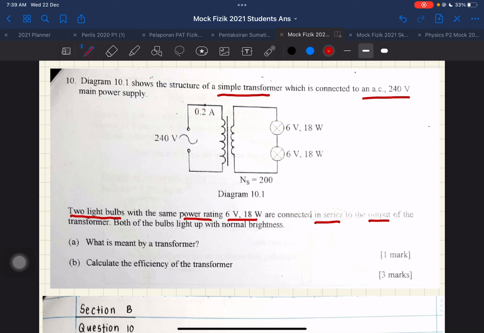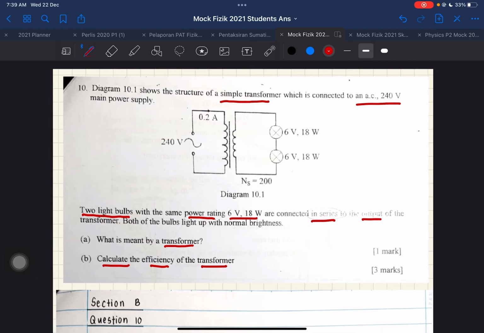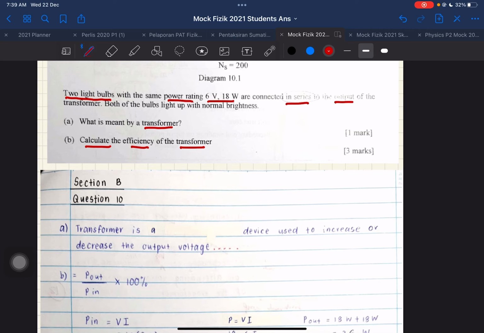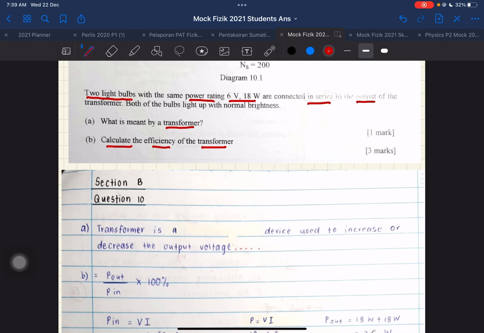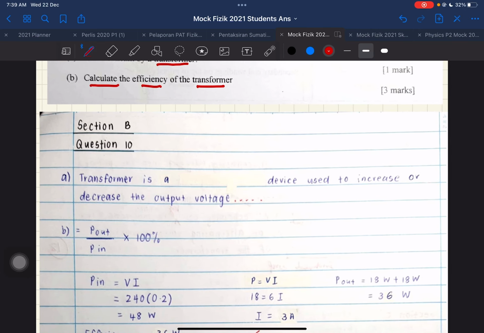The first question, A: what is meant by transformer? Then calculate the efficiency of the transformer. So what is meant by a transformer? A transformer is actually a device to increase or decrease alternating current voltage. Look at my student's answer: transformer is a device used to increase or decrease the output voltage.